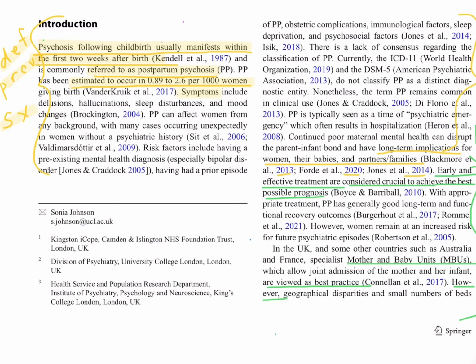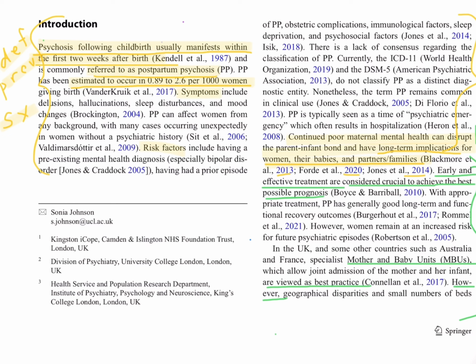We can also see information about some of the effects of postpartum psychosis on the mother-infant bond, and on the family. So in yellow, we get that background information about the condition, we get a definition, prevalence, we could get symptoms, perhaps even risk factors, and what the impacts are.